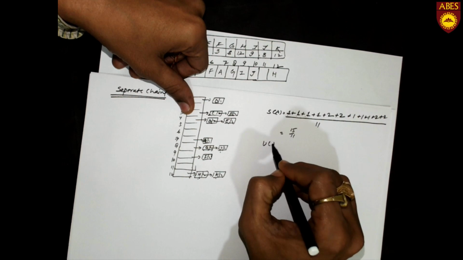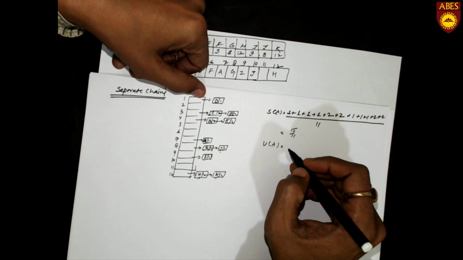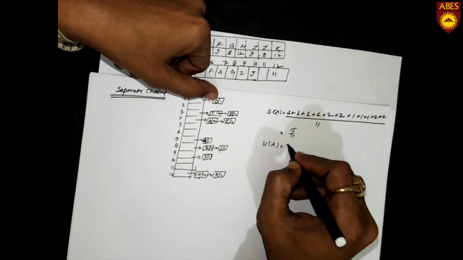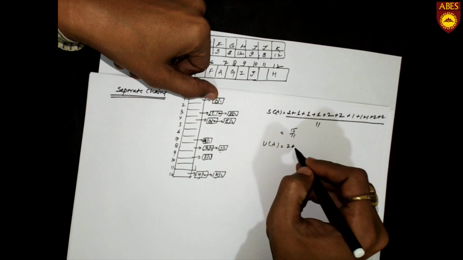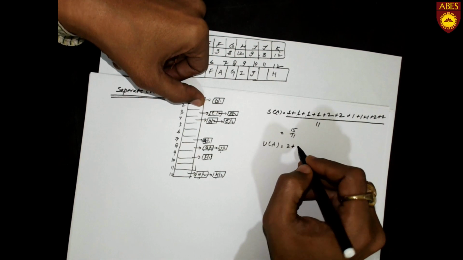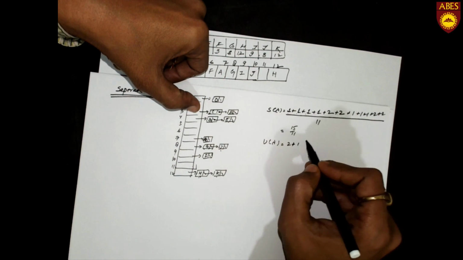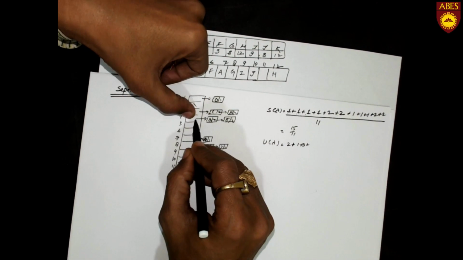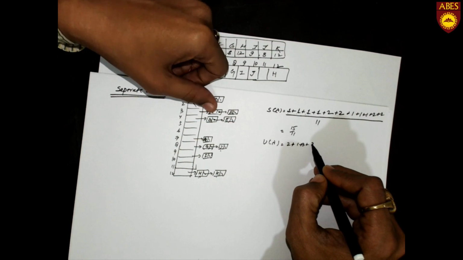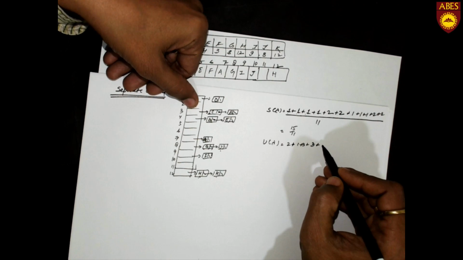So what about the unsuccessful search? Average number of probes for unsuccessful search. Location number 1, in 2 comparisons you can declare that the element is not there. Fine. For this, only 1 comparison. For this, 1, 2, 3 comparisons. For this 4th location, 1, 2, 3 comparisons. Whenever the null is encountered, that means the element is not there in the table.